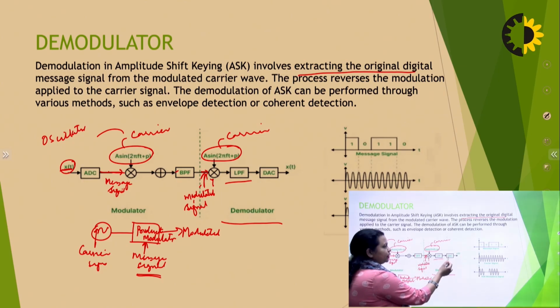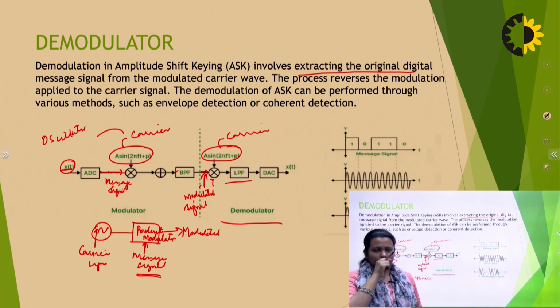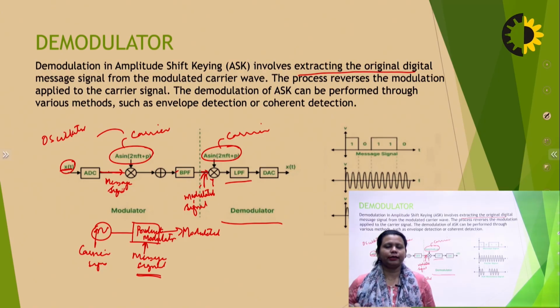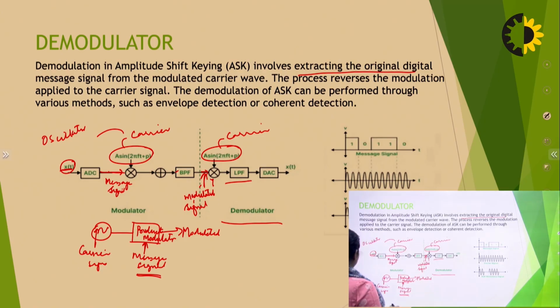And then finally, since our message signal is in analog form, we need a digital to analog converter. Otherwise, if you are taking a digital signal as the message signal, you don't need to add this DAC block, right? So this is about the modulator and demodulator.